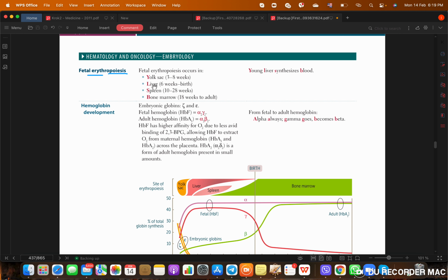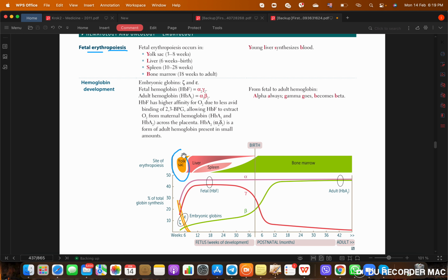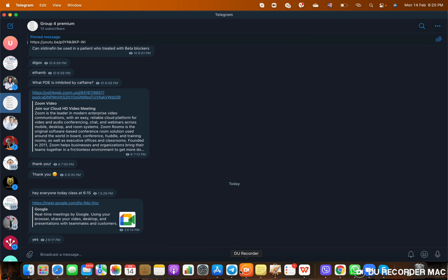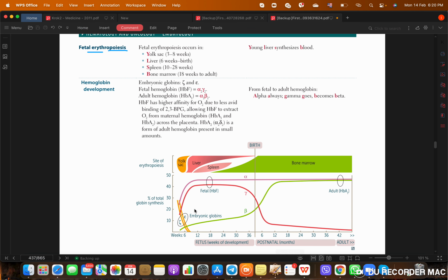You can see here we have the yolk sac, liver, spleen, and the bone marrow. So the most initial blood-making organ inside of our body is actually the yolk sac. This is the beginning. This is where it all starts, inside of the yolk sac. After the yolk sac starts making blood, well, it's not the same as our blood as adults. It's a little bit different actually. But this blood is going to be produced initially from the yolk sac.